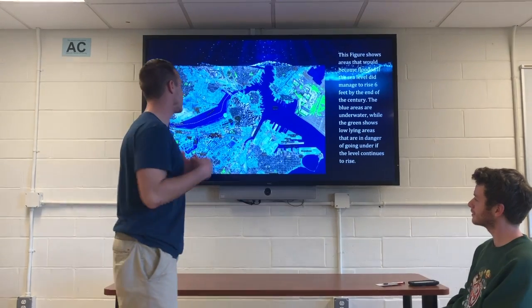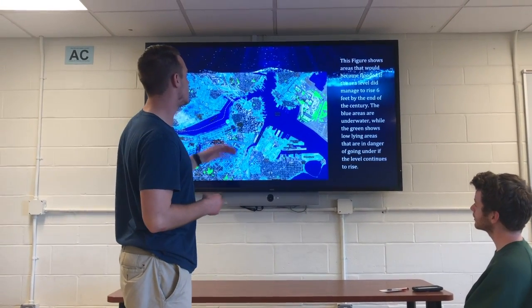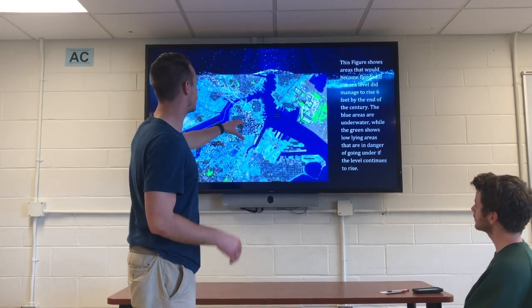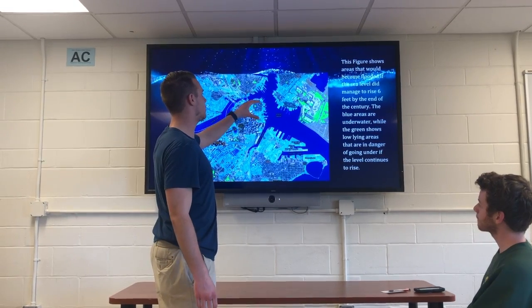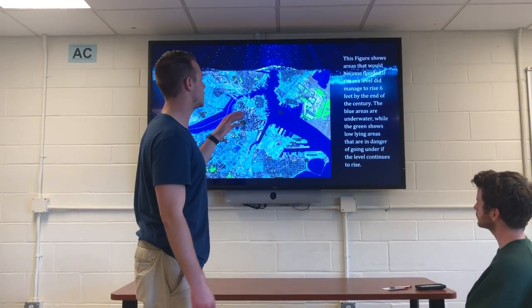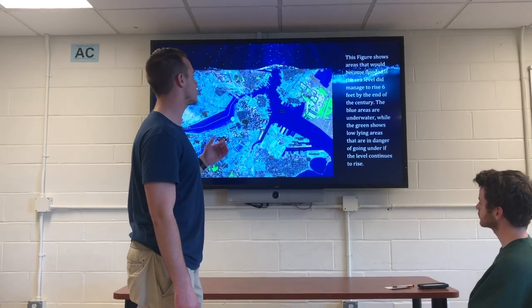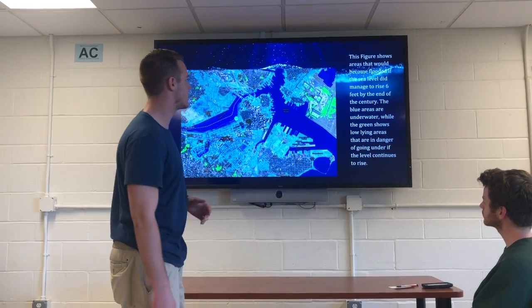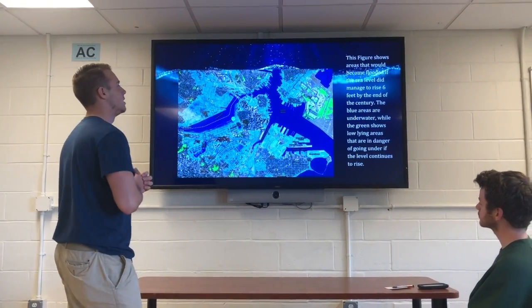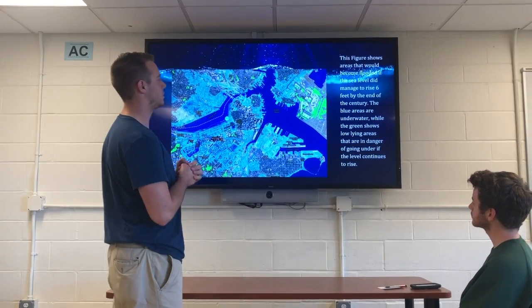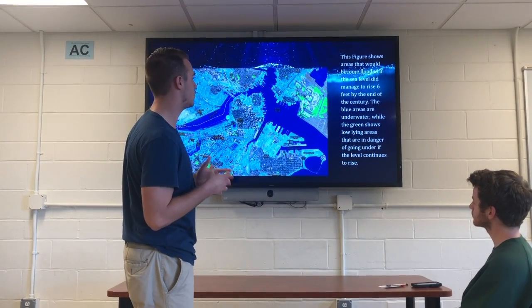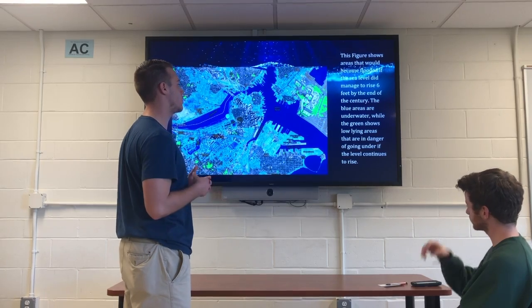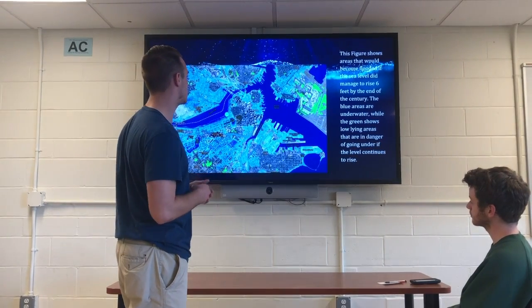Now this is just more illustration to show what it would look like. This is what Boston, Massachusetts, specifically Logan International Airport, would look like with 6 feet underwater. It shows the areas that would become flooded if the sea level did manage to rise 6 feet by the end of the century. The blue areas are underwater, while the green show low-lying areas that are in danger of going under if the level continues to rise.